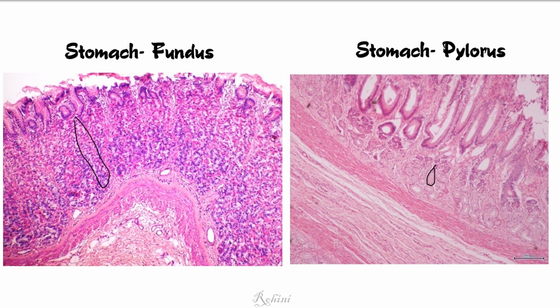The gastric glands are longer and the gastric pits are shorter in the fundus compared to the pylorus of the stomach. In the glands of the fundus we find the eosinophilic stained parietal cells, whereas in the pylorus we find the basophilic mucus cells in the pyloric glands.